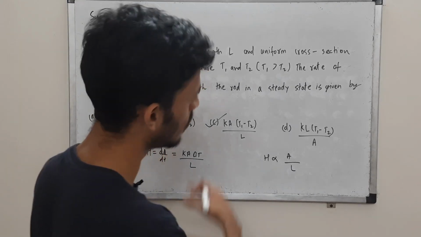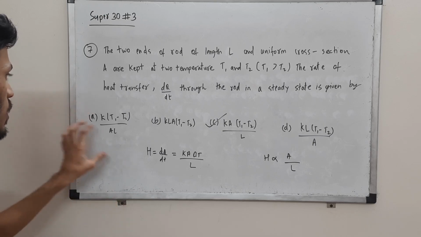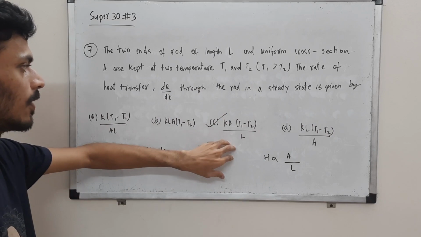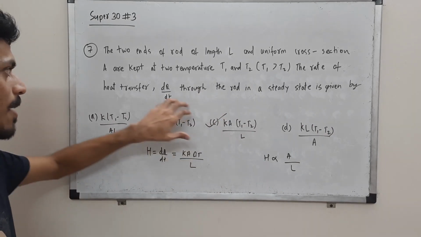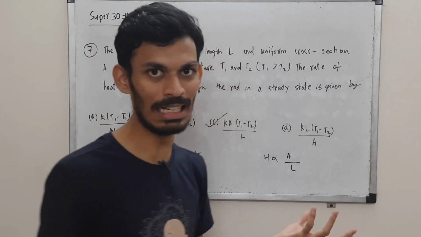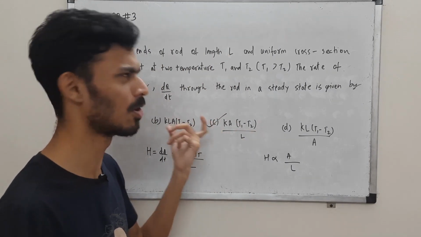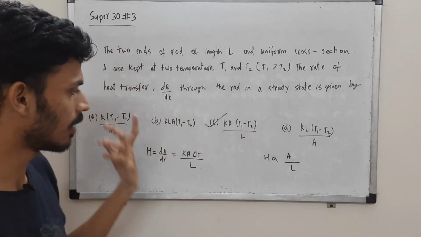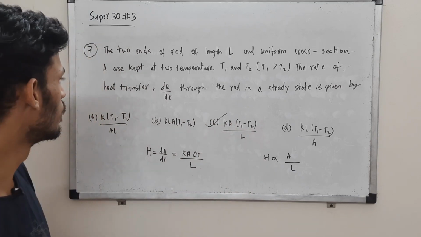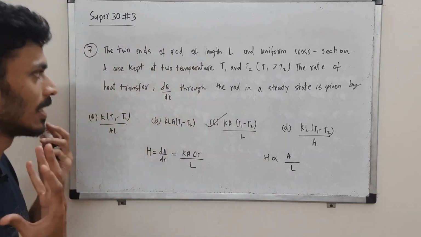Or you can also use dimensional analysis, but that would be very tricky. You can use dimensional analysis on each of the options and find which one has the dimensions of dQ by dt. That is also a way, but very tedious because you must know the dimensions of each of these. K is also dimensional, thermal conductivity. So that is your direct, straightforward answer, a formula that is in your NCERT.